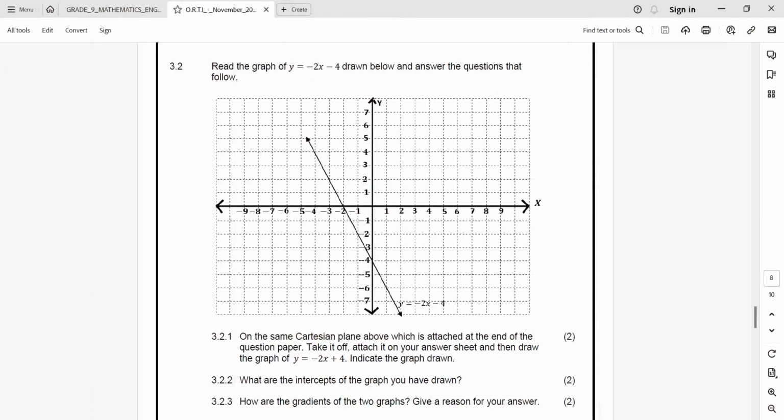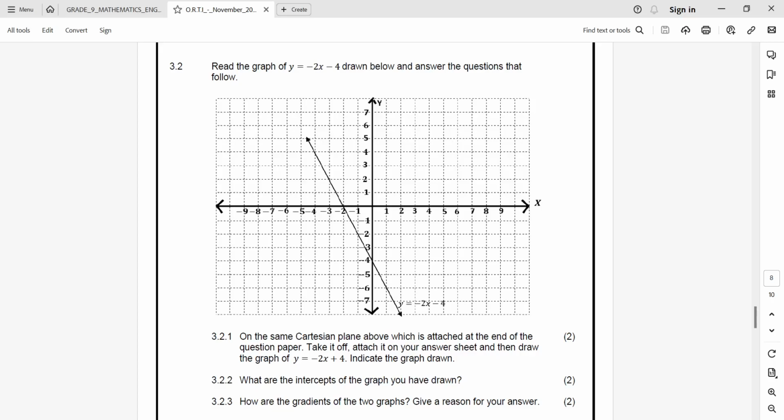Okay, let's look at the second one. What are the intercepts of the graph you have drawn? The intercepts of the graph you have drawn, we have already worked them out. Don't forget that. We have the x-intercept, where y is 0, and we have the y-intercept, which are (2, 0) and (0, 4). Good, which means we have already answered the next question.